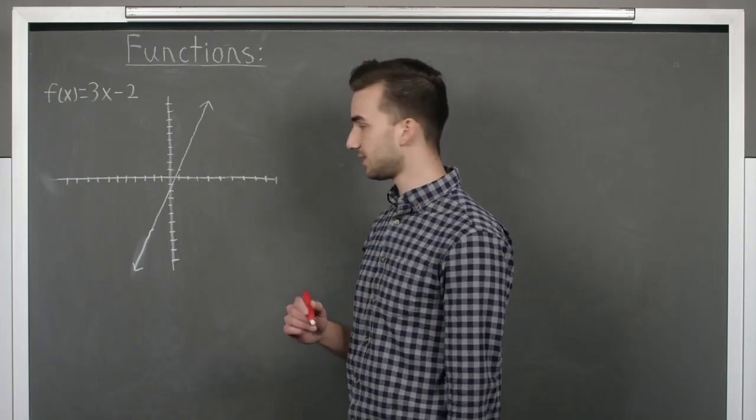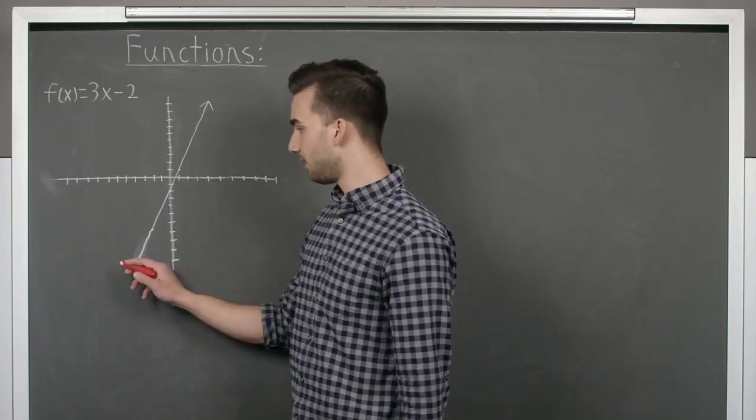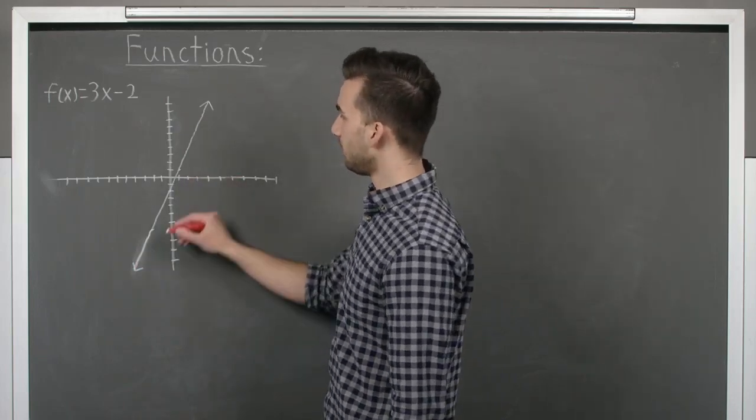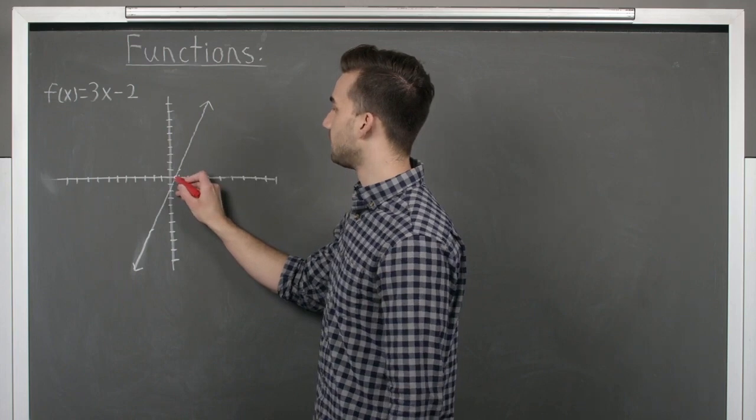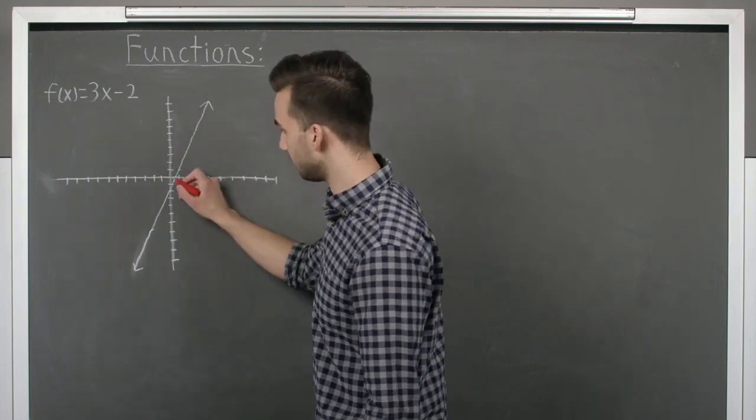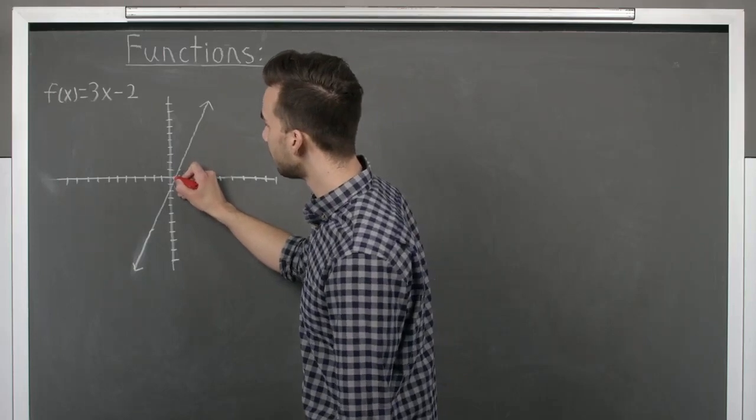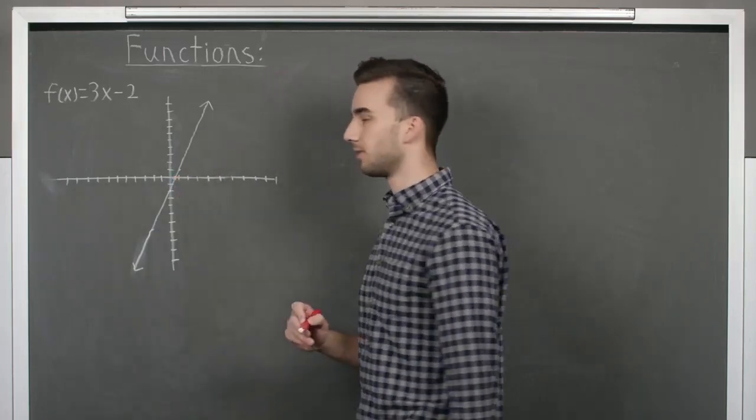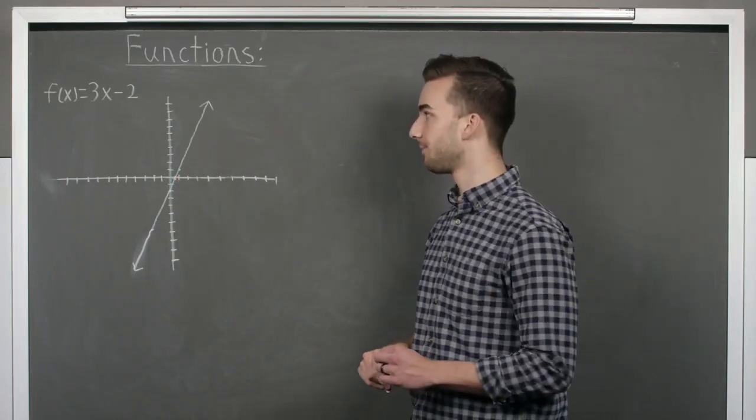The x-intercept is the point on any function where the function crosses the x-axis, which for this graph here you can see is right there. But we're going to talk about both of those and how to find them.